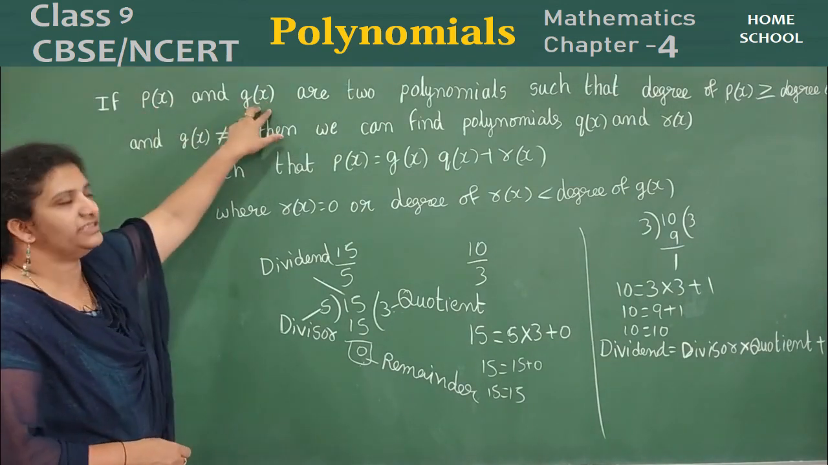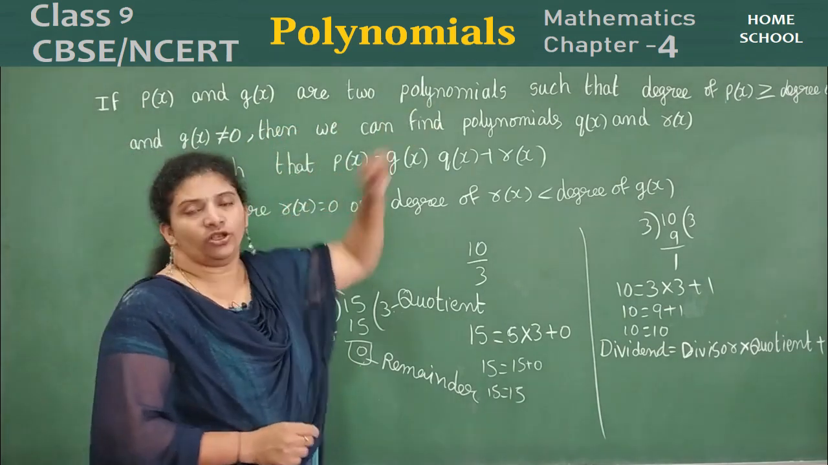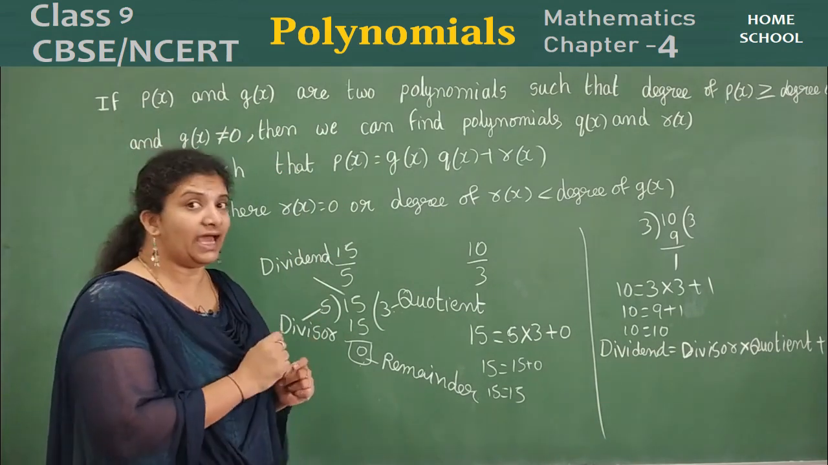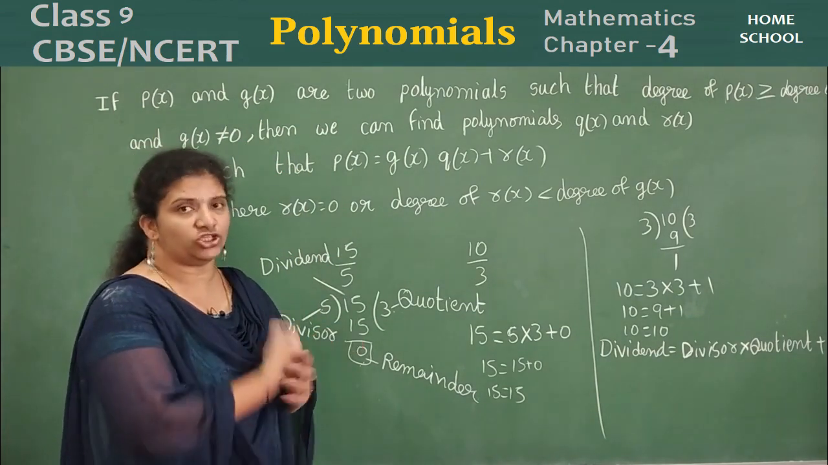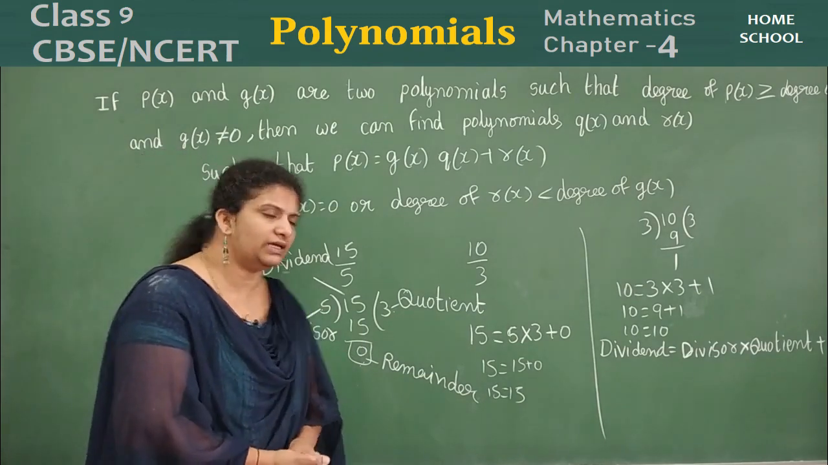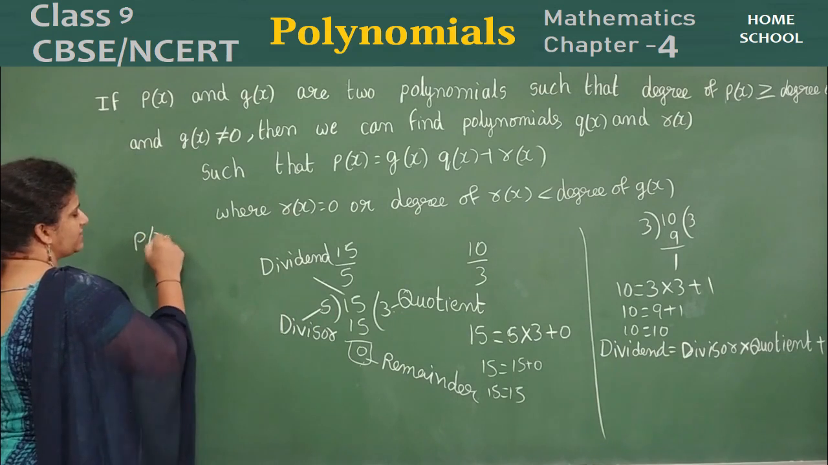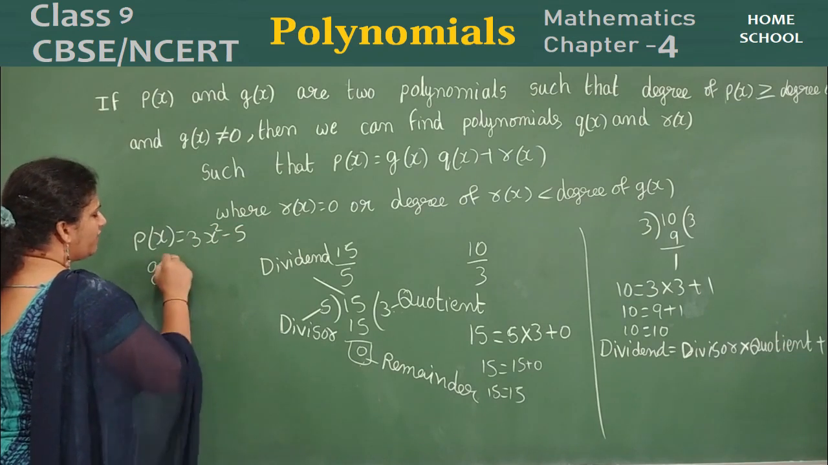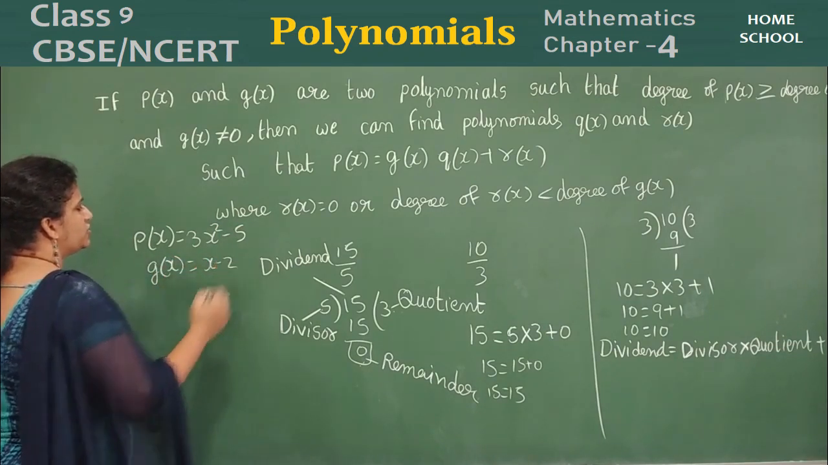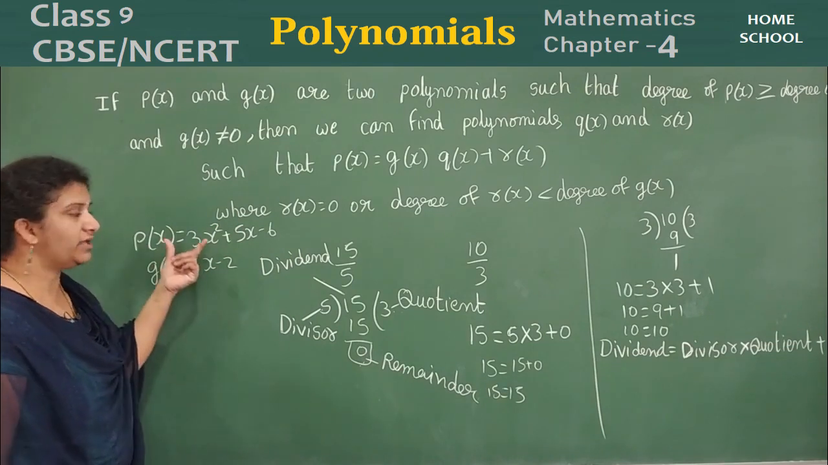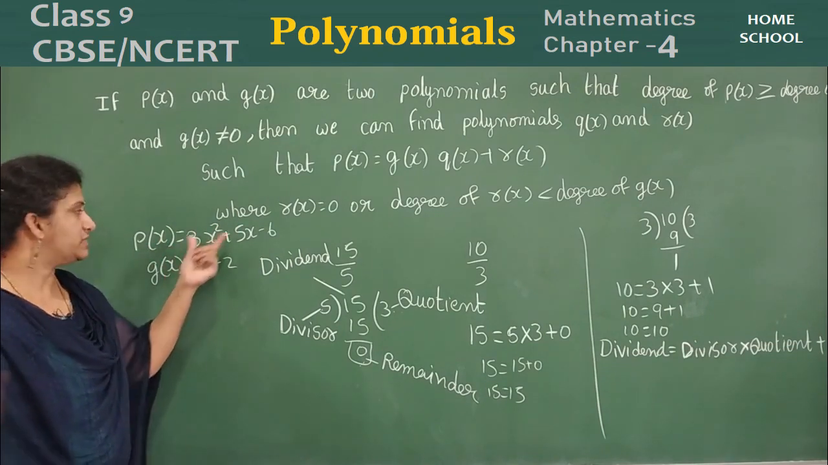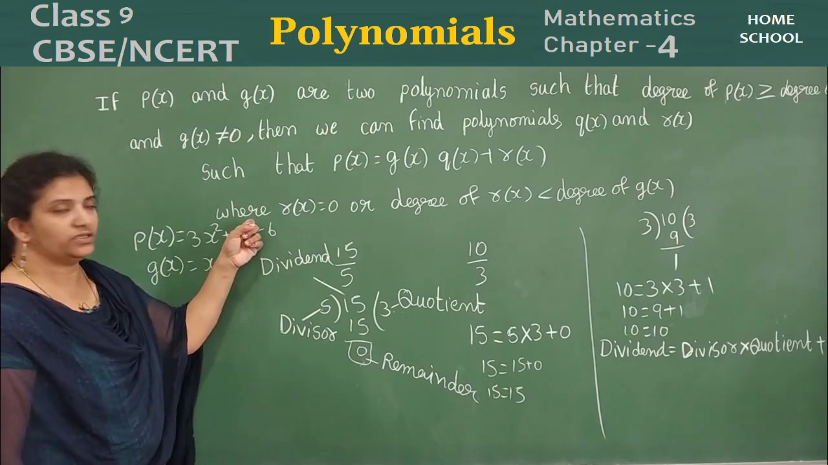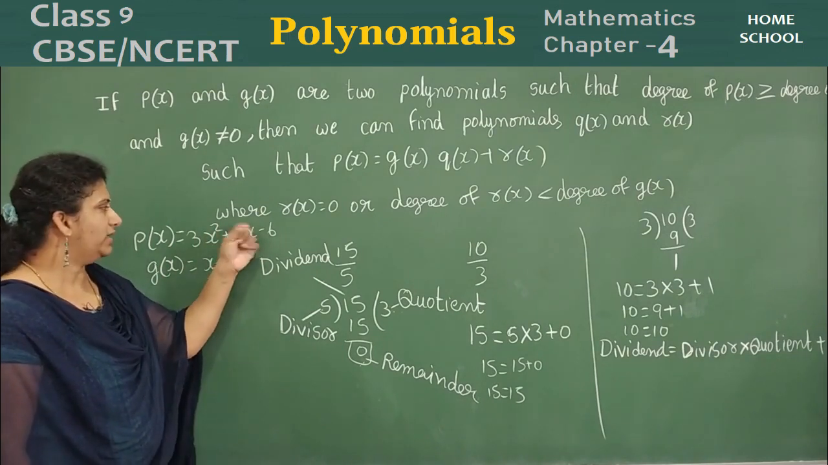P of x and G of x are two polynomials such that degree of P of x is greater than or equal to degree of G of x. So what is that word, children, here? Suppose P of x is equal to 3x square minus 5. G of x is equal to x minus 2. Now look here, children, I have given p of x a polynomial. So observe the degree here. So x is a variable, right? Observe the degree here, the power. Observe the power 1 and 2.